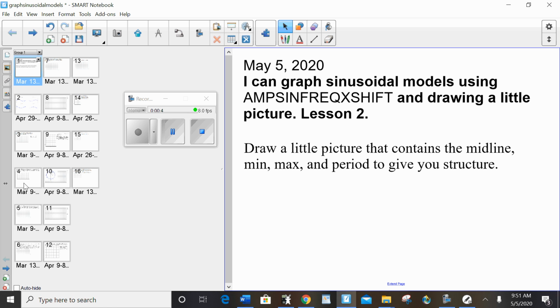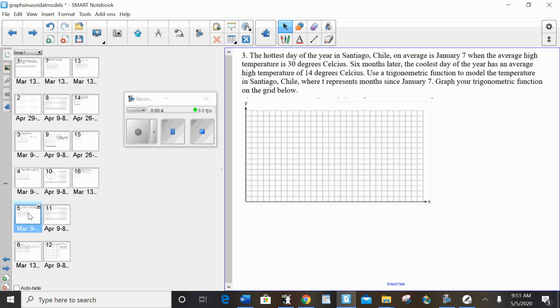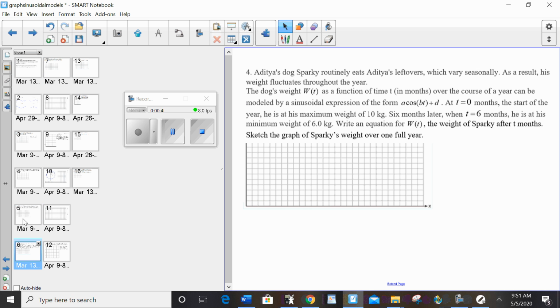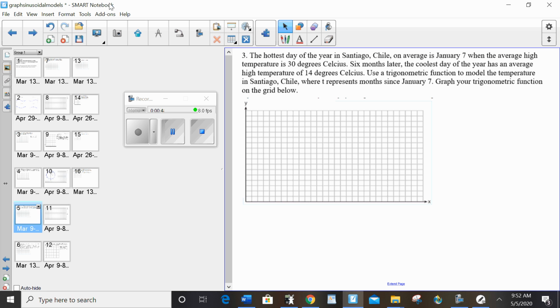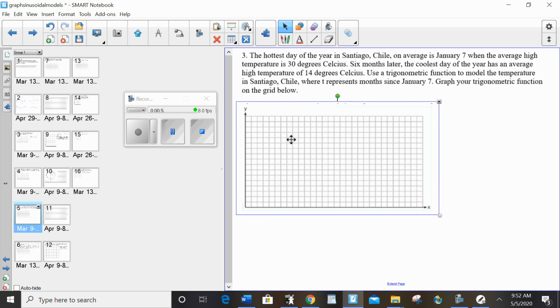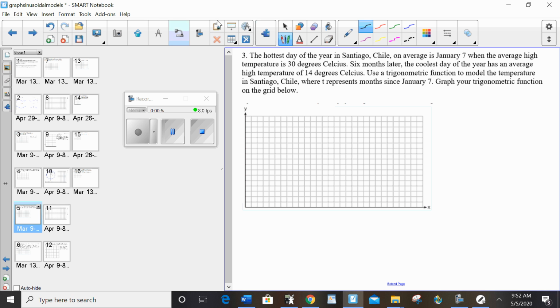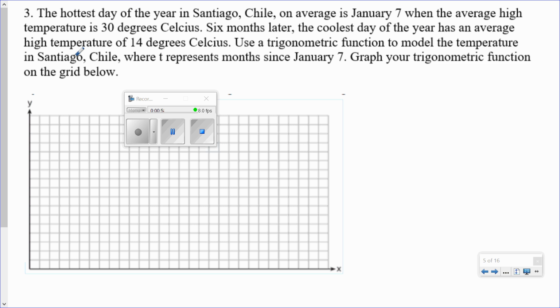So we did 1 and 2. I asked you to try 3 and 4. So we're going to go over 3 and 4. I'm going to go over a couple more, and we're going to go from there. Let's go purple. All right. I have this.